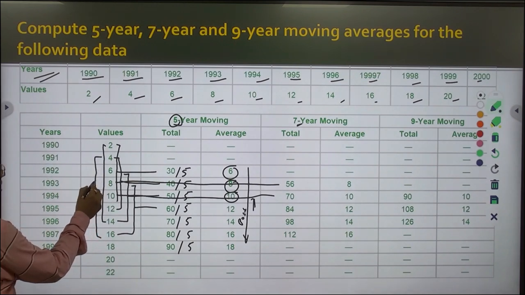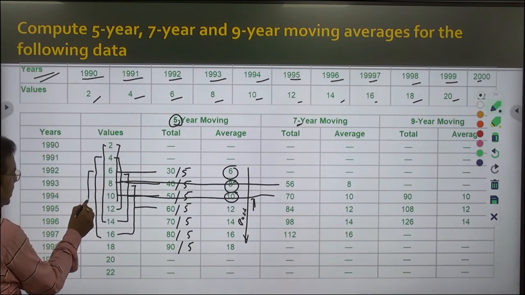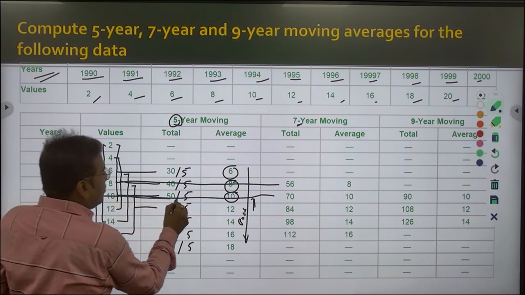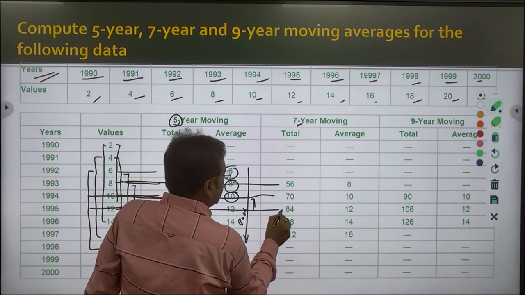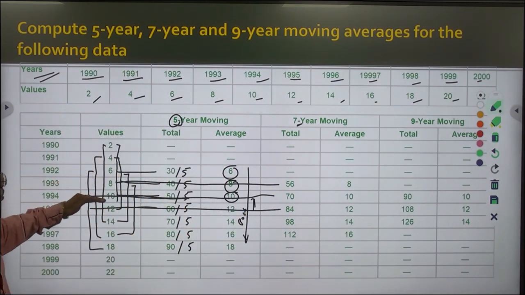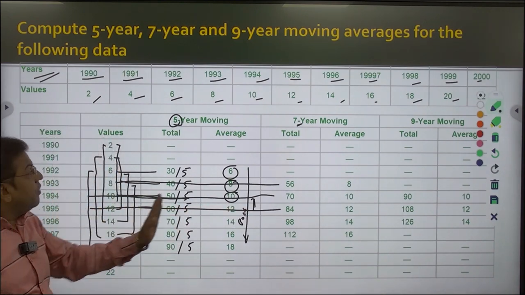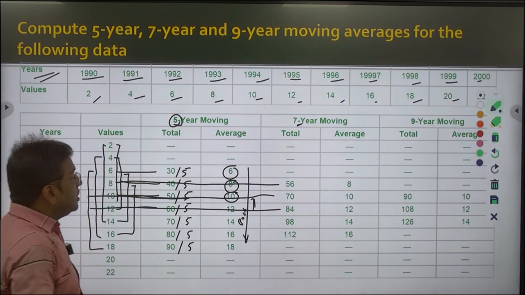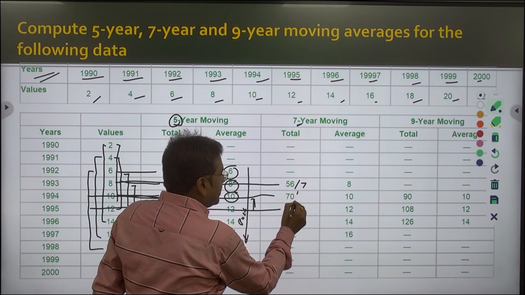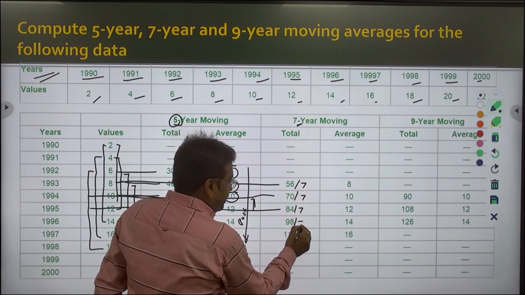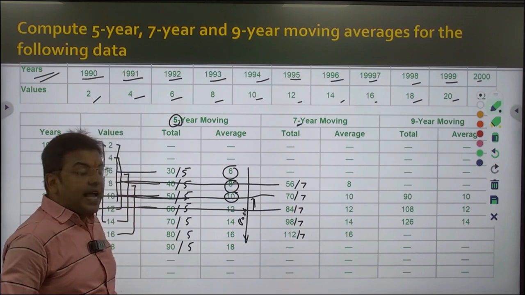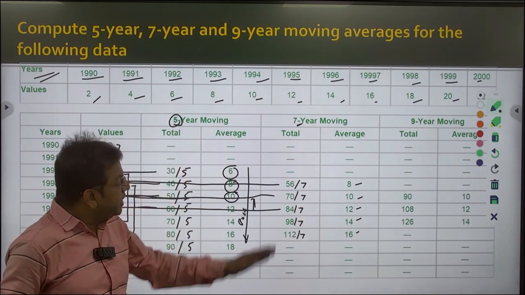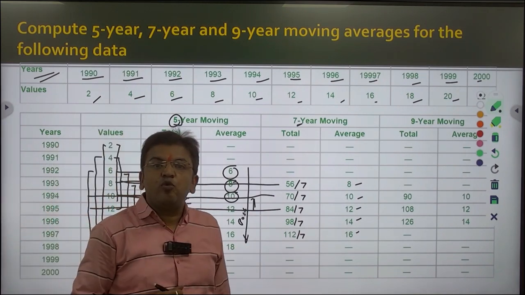Whatever the values are coming for the next one, 1, 2, 3, 4, 5, 6, 7. So the mid value is this one, and you have to write over here. Right? So whatever will be the mid value, you are going to write it over here. Now for the 7 years, you have added the value of 7 numbers. Now you are going to divide it by 7, and this will be your average. Clear? Here also it is a positive moving trend.